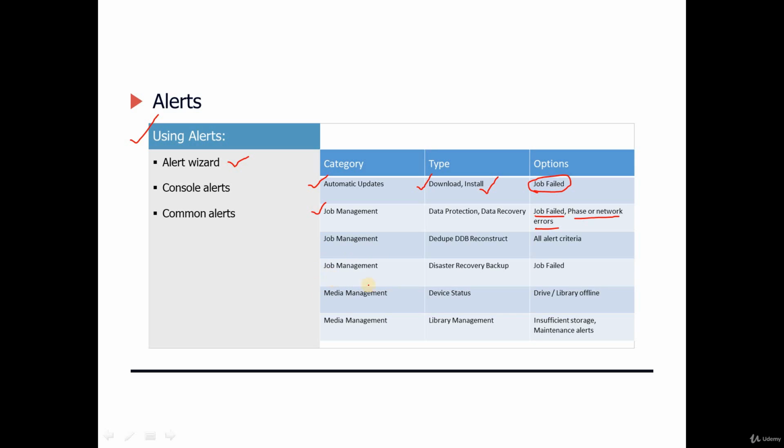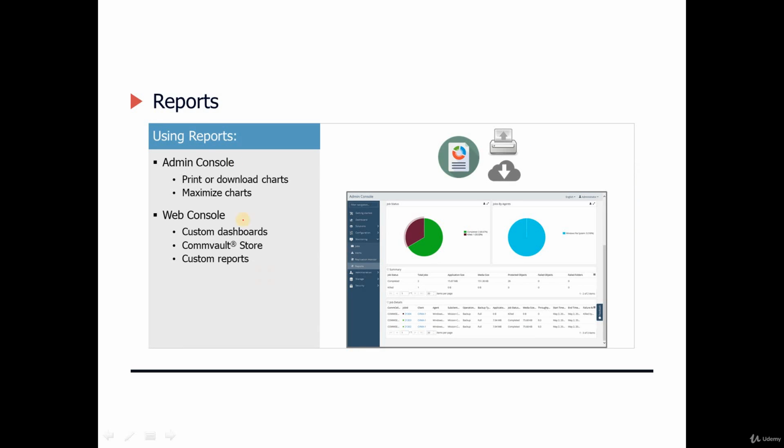Same way, we have multiple job management types. You can see multiple types are available which you can configure based on your options. For media management, if you want to know whether the drive is offline or online, or you just want to get an alert notification when the drive is offline, so that you can take necessary action. So you can configure multiple options that you want to receive via alerts.